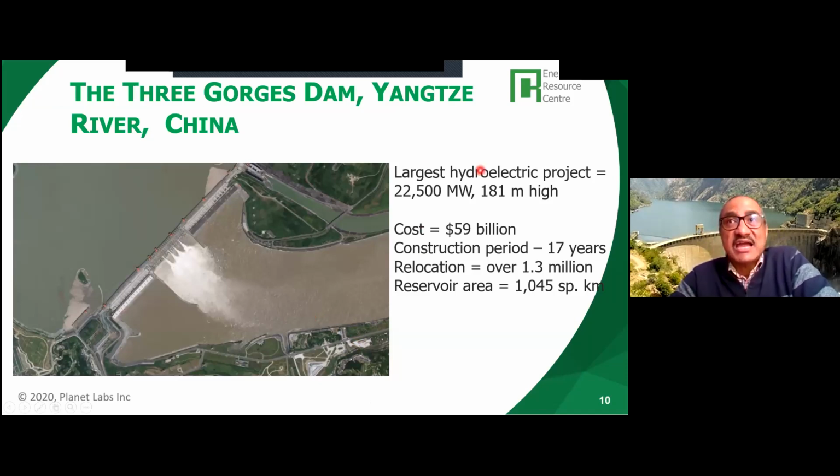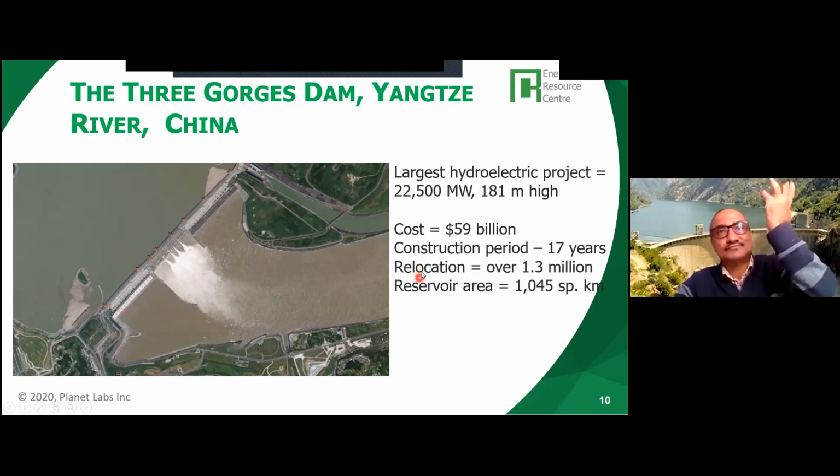This is the largest hydroelectric project. Just imagine, 22,500 megawatt. It's 108 meters high. The cost was 59 billion US dollars. It took 17 years to build. The resettlement involved 1.3 million people. The reservoir area was 1,045 square kilometers, and this is in China.